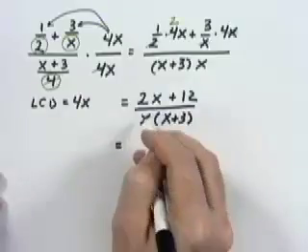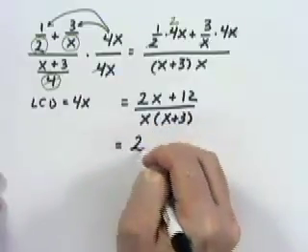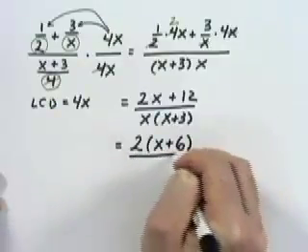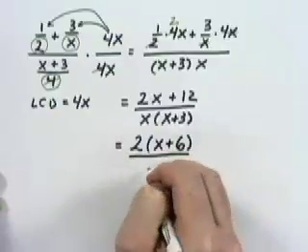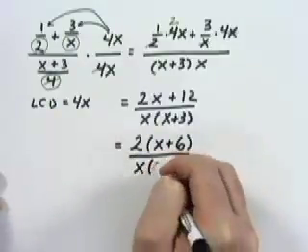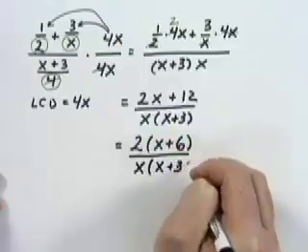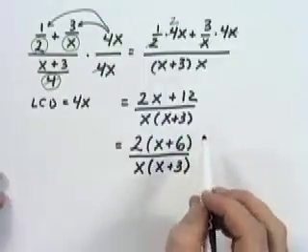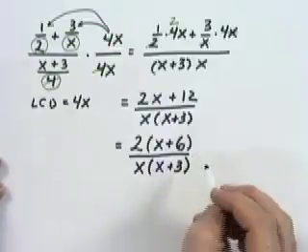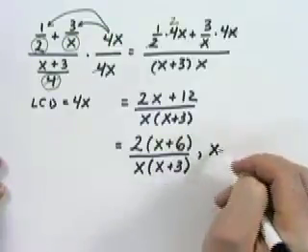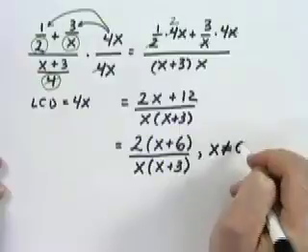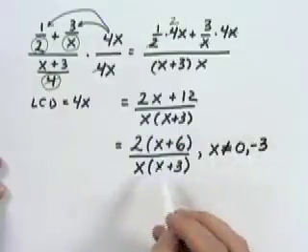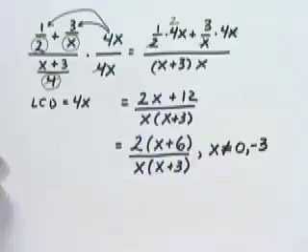What I can do is factor out a common factor of 2, and I'm left with x plus 6 in the parentheses. So I get 2 times the quantity x plus 6 divided by x times x plus 3. Now the one thing that remains that we have to do is identify domain restrictions on the variable. In this particular problem, x cannot equal 0 and x cannot equal -3, because both those values would cause division by 0.